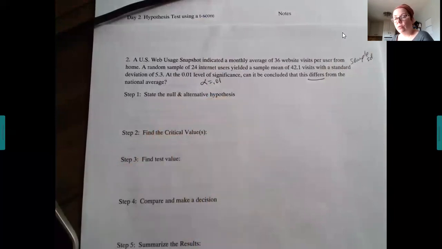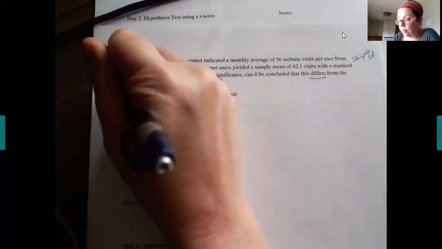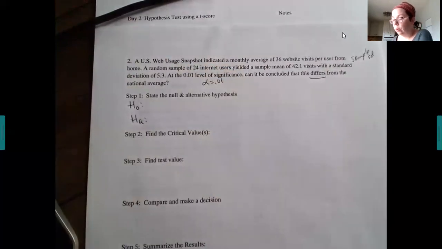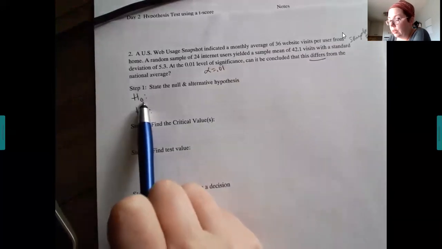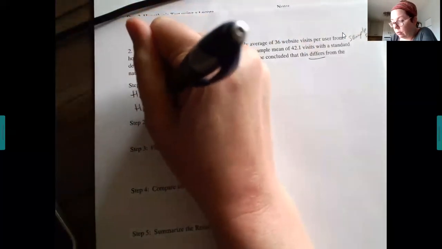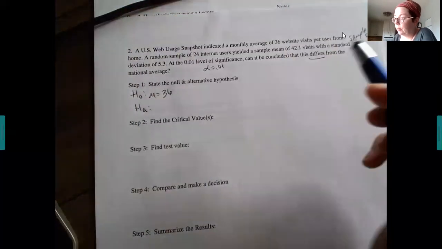So it doesn't say greater than or less than, it says differs, and that is the time where we will have a new symbol. The null hypothesis is what the average is stated to be. It says here the indicated monthly average of 36, right? So 36 website visits. So the average is 36.